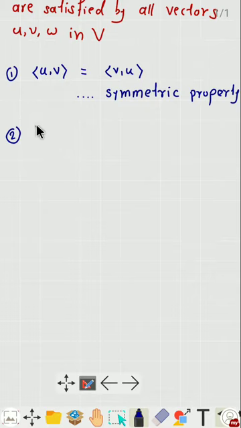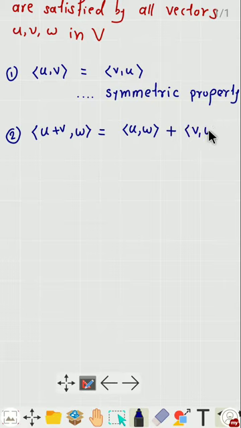Okay, now let us write the second property. Inner product of u plus v with w is equal to inner product of u with w plus inner product of v with w. This property is called additive property.